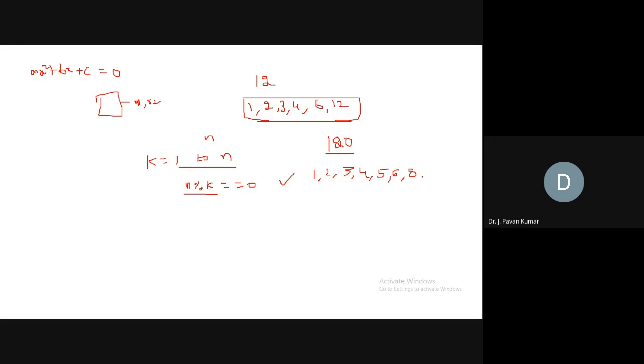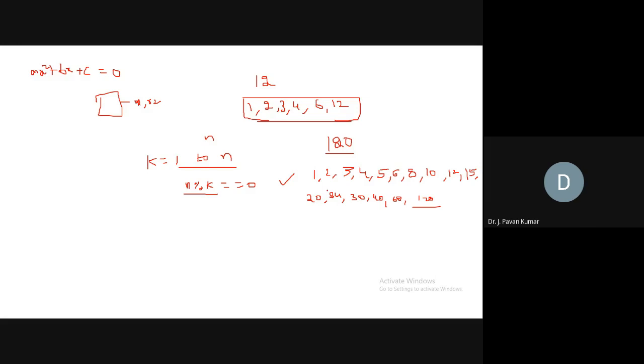So 8, yes. 9, no. 10, yes. 11, no. 12, yes. Next, 13, 14, 15. 15, yes. Next, 20, yes. Next, 24, yes. Then 30, yes. 40, 60, 120. Okay.